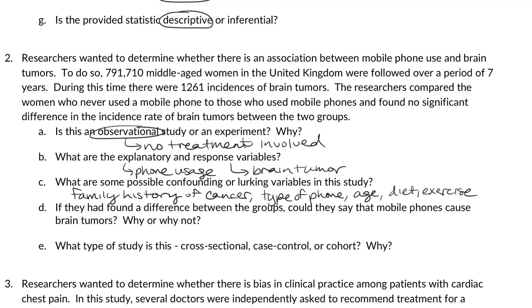All those sorts of things. General overall health, we didn't control for any of that based on the information we were given. What's up? Pollution where they live. That's a good one. So environmental factors.